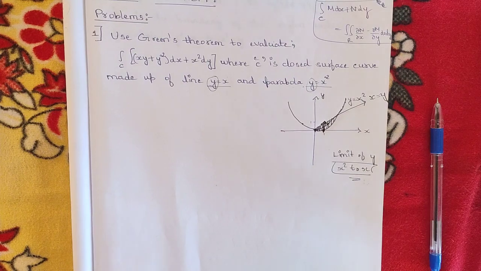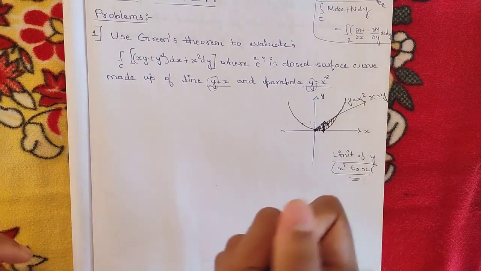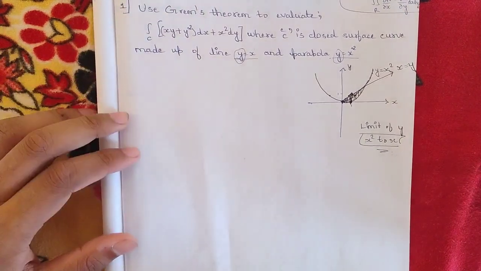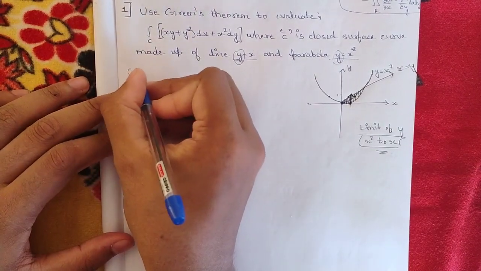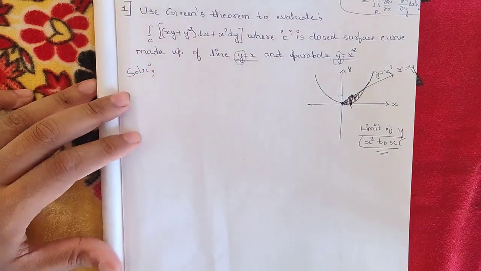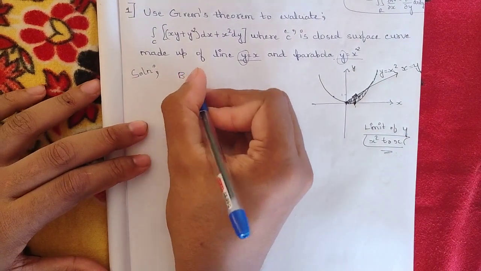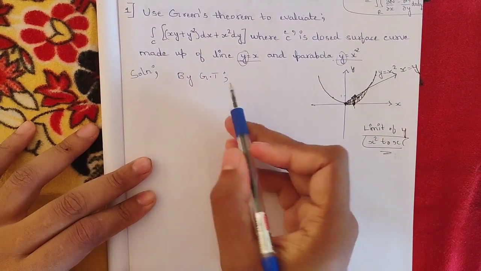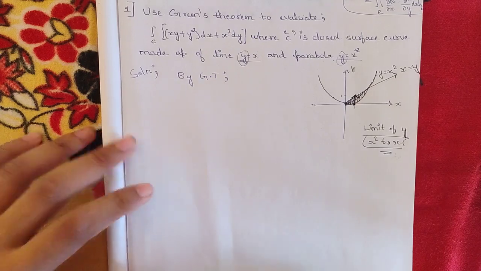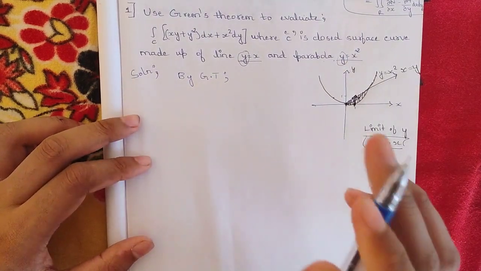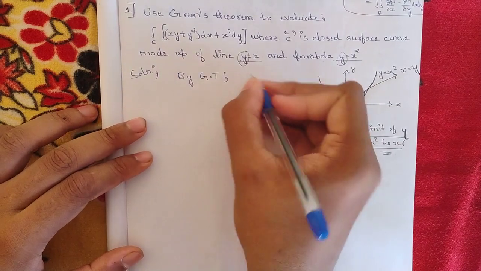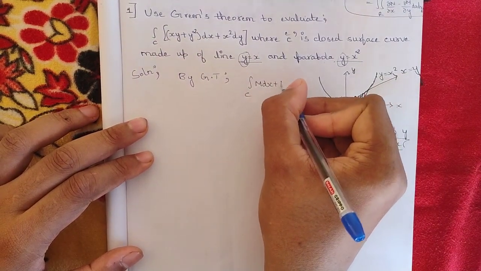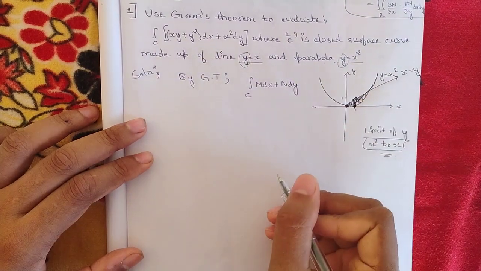Now let us check the limits of x here. For that you should be solving manually using Green's theorem. Hope it is clear. So now by Green's theorem, solve it now. GT stands for Green's theorem. While solving the problems, this is the abbreviation I am going to use in all the problems. So GT stands for Green's theorem. We know that M dx plus N dy, right?